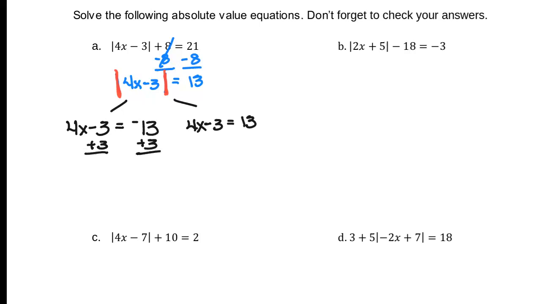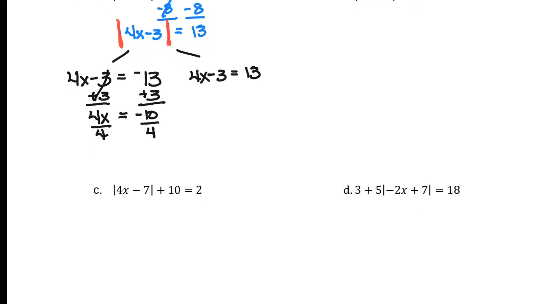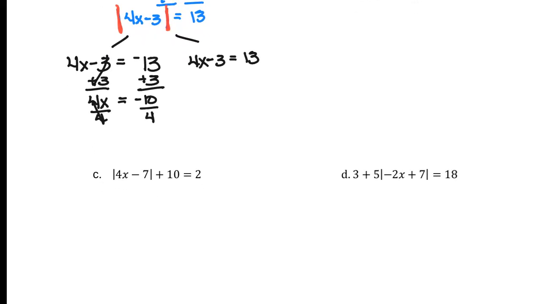On the left, add 3, 4x is equal to negative 10. Divide by 4. And you get x is equal to, it's a negative, and can I simplify that? I can divide by 2 over 2, right? To get negative 5 halves. That's the first one. And yes, it's okay to leave it in improper fraction form, okay? Don't change it to a decimal.